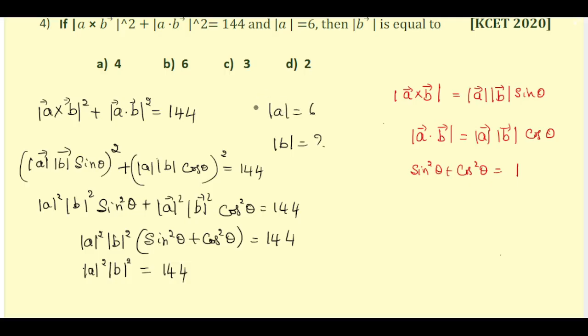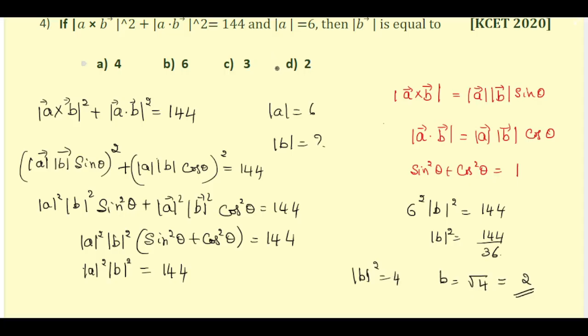Now we know the value of magnitude of A is 6, so we can substitute here. So 6 square into B square equal to 144, or B square equal to 144 divided by 36. So B square equal to 4, B equal to root of 4, which is equal to 2. So 2 is the right answer, that is D.